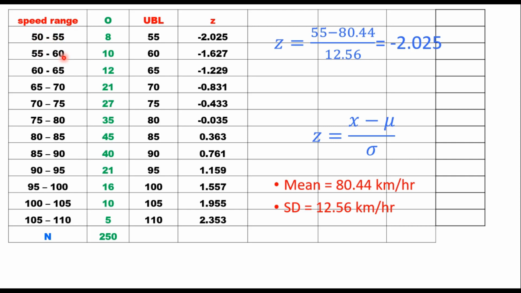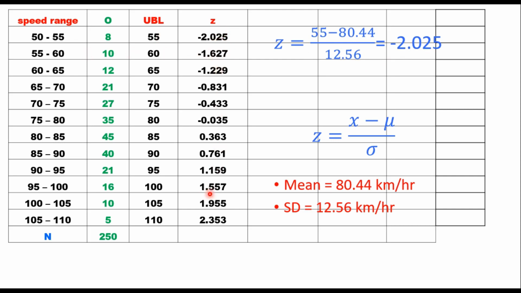In some cases you will find that the speed is 50 to 54, then 55 to 60. So in that case you add 0.5 here and 0.5 here, giving 54.5. Now here no addition is required, so this is the upper bound limit of the speed range. Z is given by this equation, x minus mu upon sigma. So for this row, x is 55, mean 80.44, standard deviation 12.56, this is minus 2.025. So enter this value here. Similarly, for each row you calculate the Z value.